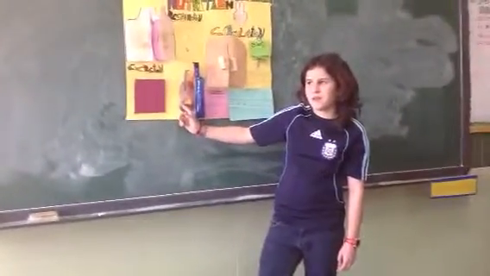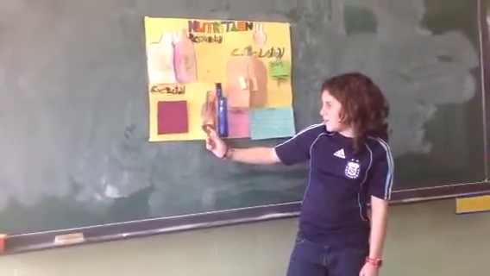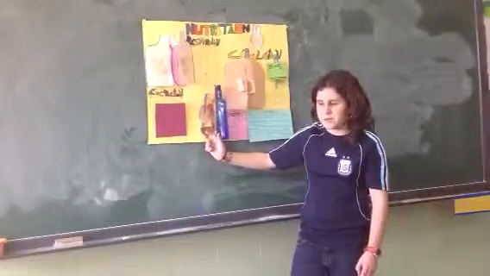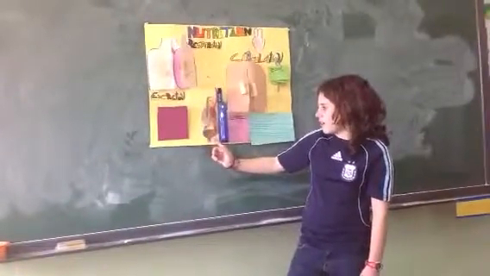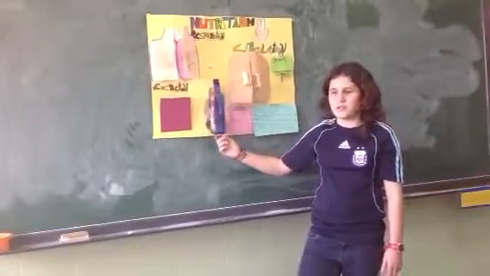from the kidneys to the bladder, and the bladder stores the urine until it's expelled out of the body. And the urethra is a tube through which urine is expelled out of the body.